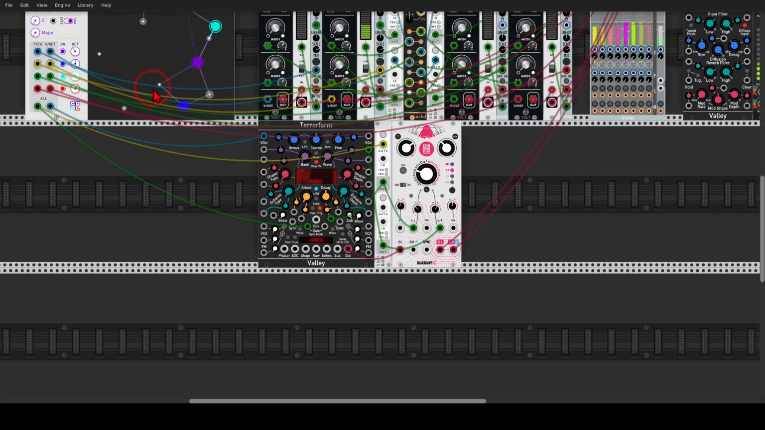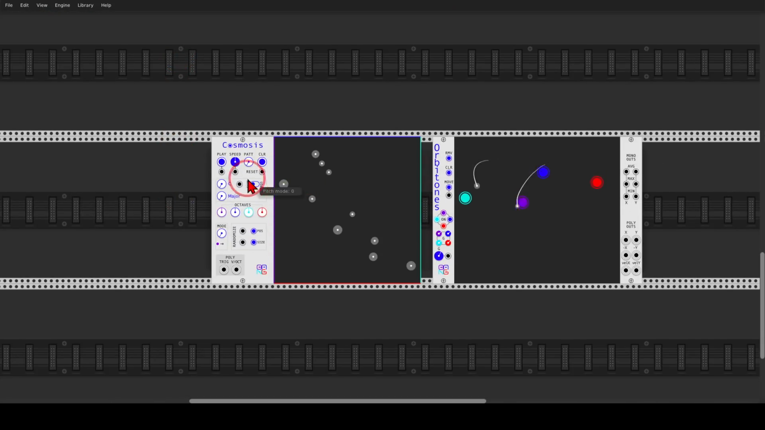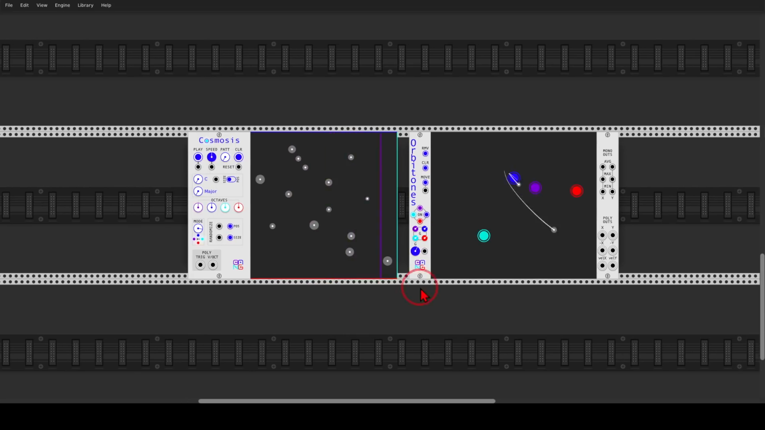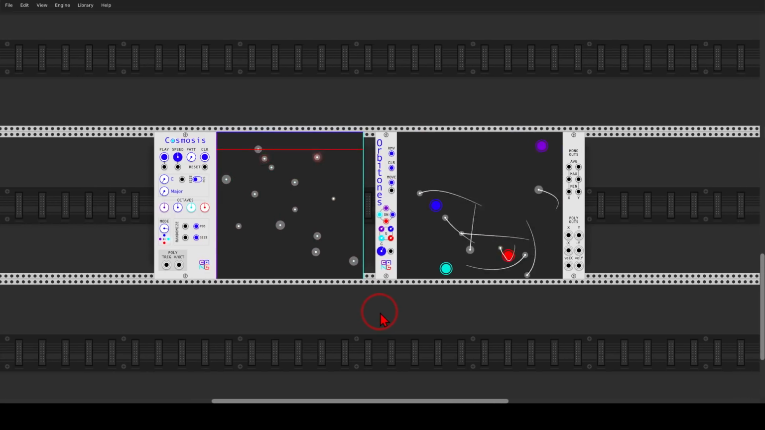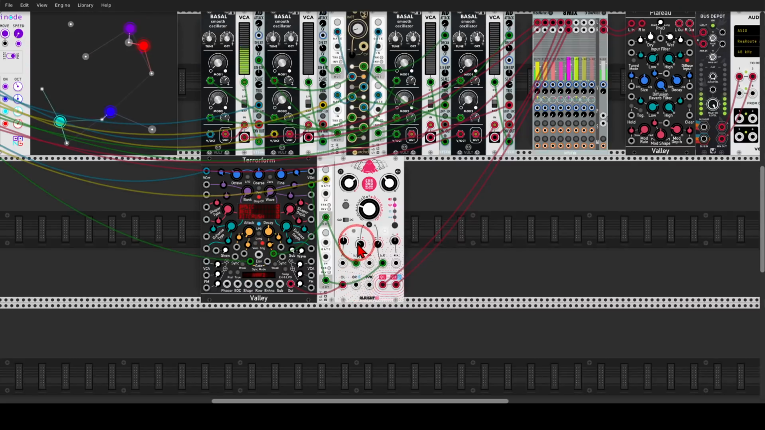There are more modules from this collection from Shbobo that are quite interesting. There is the Cosmosis that again you can use to create all sorts of different sequences, and the Orbitones as well. Again, I can add stars here and everything is moving and evolving. So I really recommend checking this collection out.